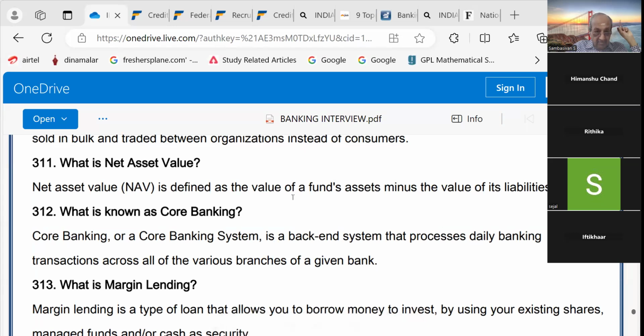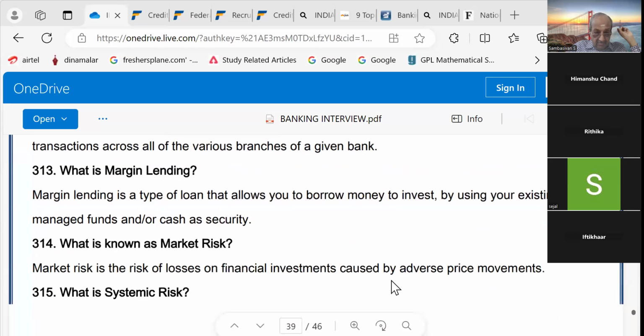What is net asset value? Net asset value (NAV) is defined as the value of a fund's assets minus the value of its liabilities. Continue. What is known as core banking? Core banking or a core banking system is a back-end system that processes daily banking transactions across all of the various branches of a given bank.